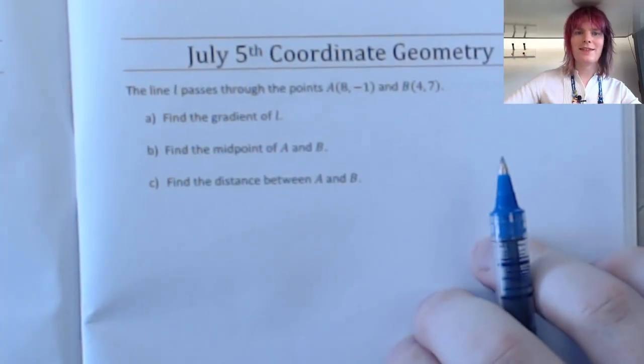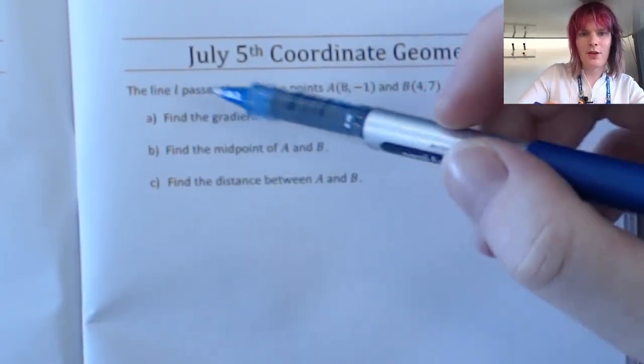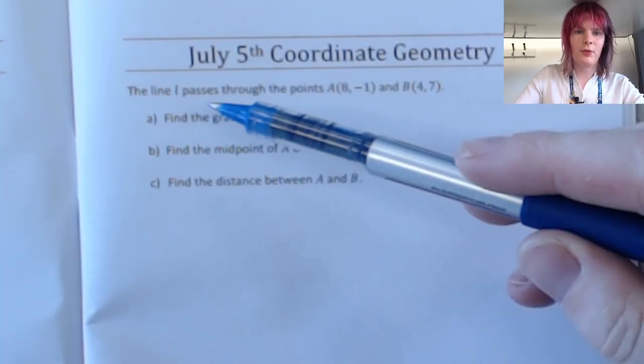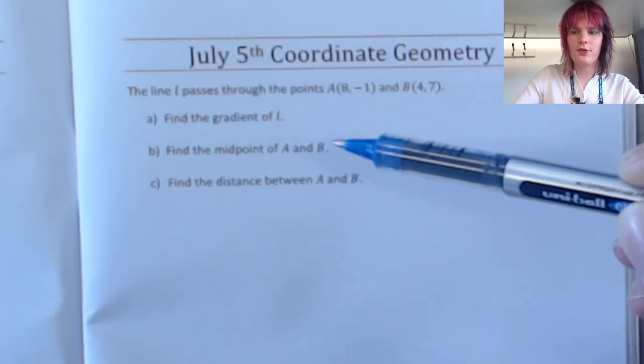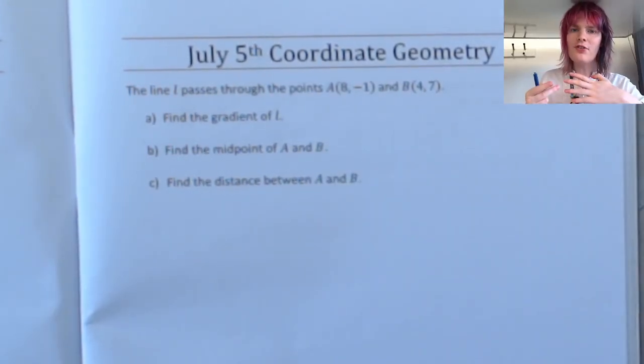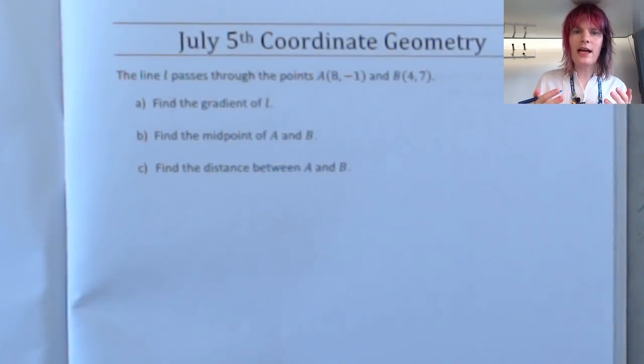But before we do that, let's do this question. So this is a coordinate geometry question. We've got a line going through 2 points. For questions like this, if you're not quite sure where to start, it's always really good to have a bit of a sketch. It doesn't have to be really accurate, it just needs to have the important information on it.